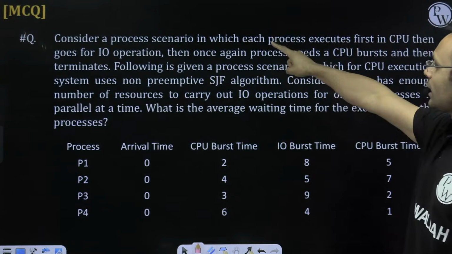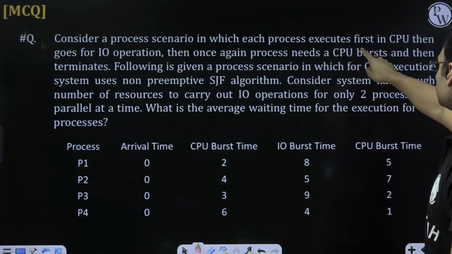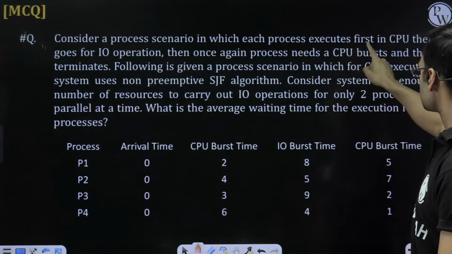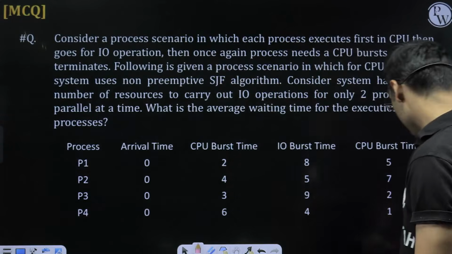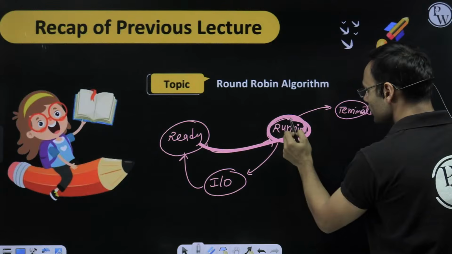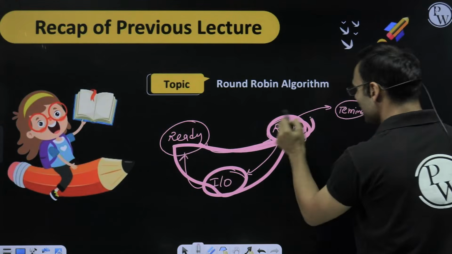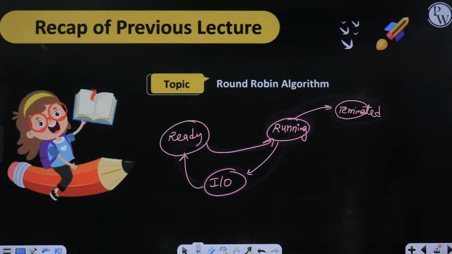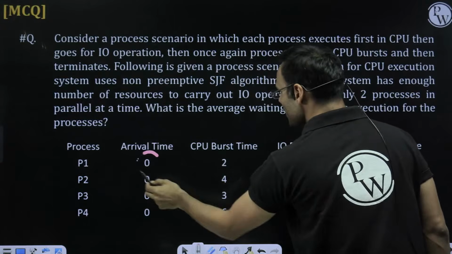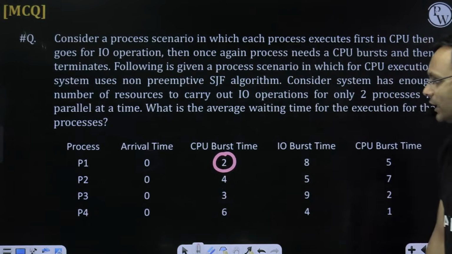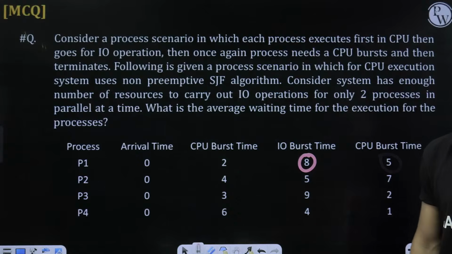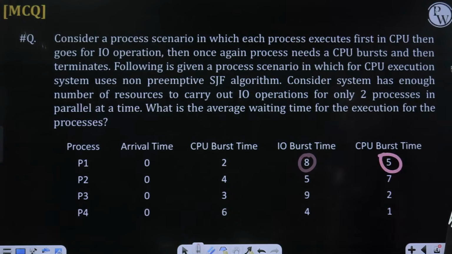Consider a process scenario in which each process executes first on the CPU, then goes for an IO operation, then once again needs a CPU burst, and then terminates. So the flow of the process is: CPU burst, then IO burst, then again CPU burst, then terminated. So 2 CPU bursts and 1 IO operation are needed for each process. Look at this: P1 arrives at 0. First P1 needs 2 time units of CPU burst, then 8 time units of IO burst, then 5 time units of CPU burst again, and completes. This is how the process will work.